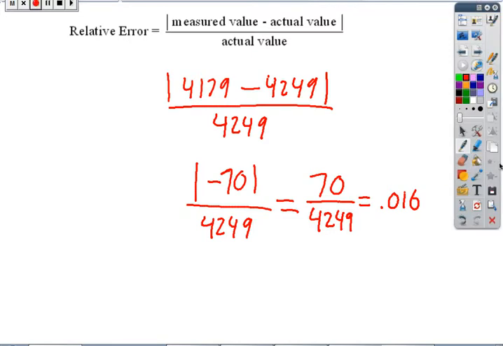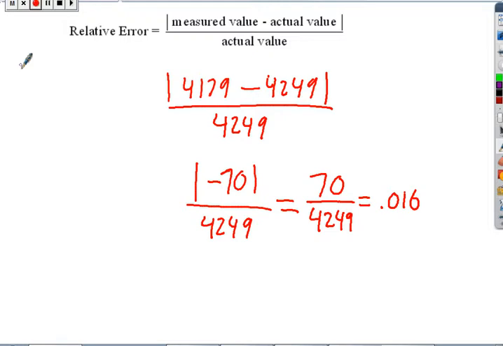So what I like to do is convert it to a percent. Now we know that all percents are out of 100. So for example, if you want to convert 20% to a decimal, you know that this is the same thing as 20 out of 100. If you literally do this division, 20 divided by 100, it would give you 0.20.